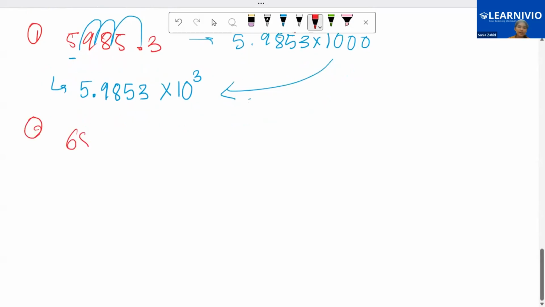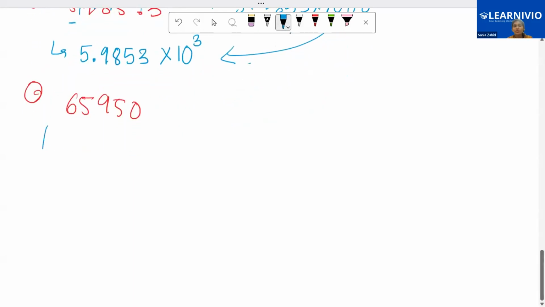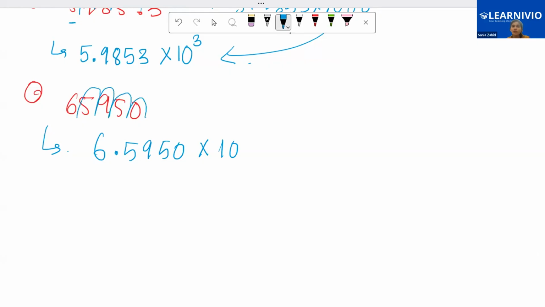Let's suppose you have 65950, and now you have to write it in the standard form. So how do you write it? You put one decimal after 6, so you have 6.5950. Now what should I put? 10 to the power what? When there is no decimal, you count from the end only. So 1, 2, 3, 4 decimal places. So 10 to the power 4.